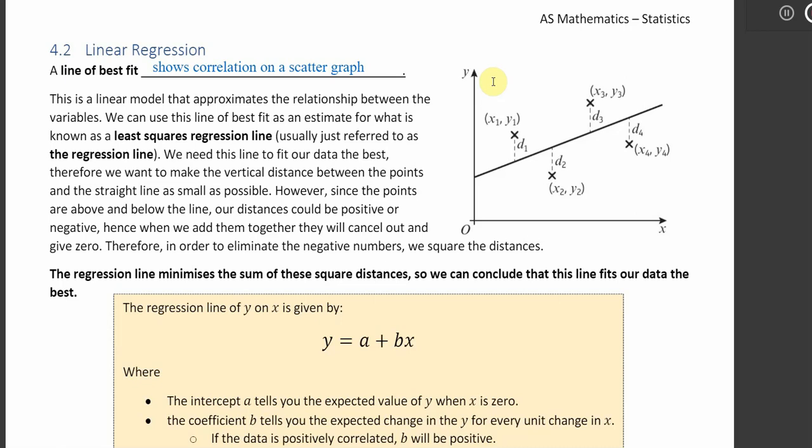Section 4.2, Linear Regression. First of all, fill in this gap in your notes. A line of best fit shows correlation on a scatter graph.